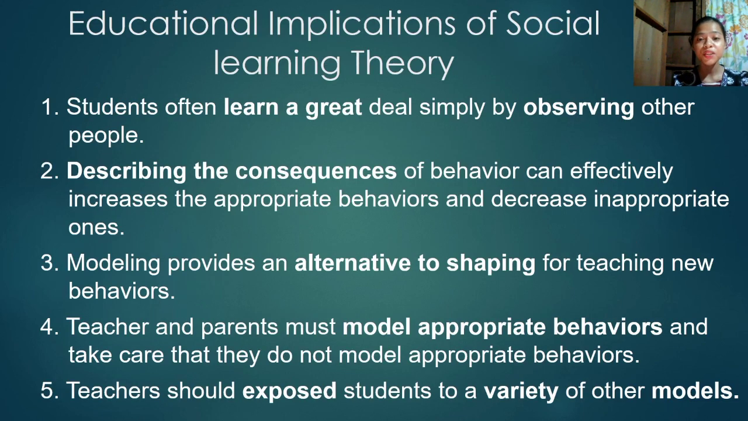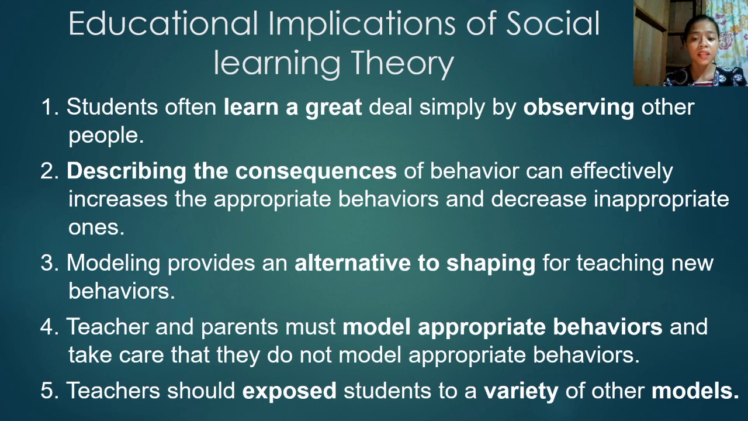And lastly, the educational implications of social learning theory. Social learning theory has numerous implications for classroom use. Number one, students often learn a great deal simply by observing other people. Number two, describing the consequences of behavior can effectively increase appropriate behavior and decrease inappropriate ones, of course. This can involve discussing with learners the rewards and consequences of various behaviors. Number three, modeling provides an alternative to shaping for teaching new behaviors. Instead of using shaping, which is operant conditioning, modeling can provide a faster, more efficient means for teaching new behavior.